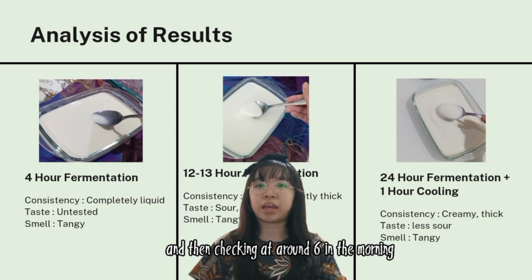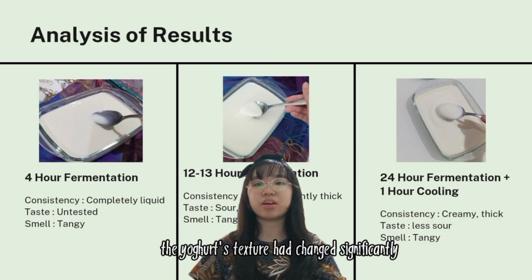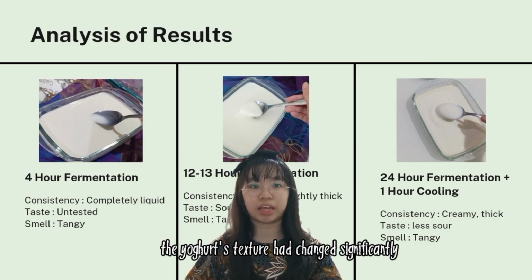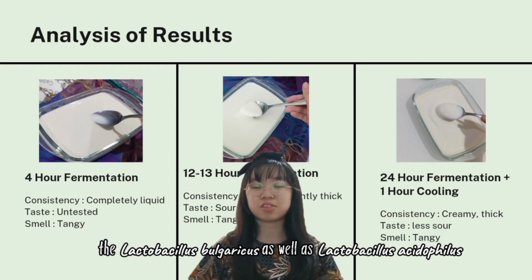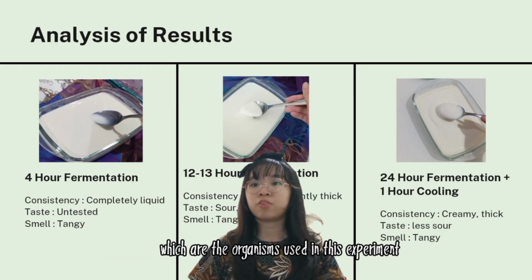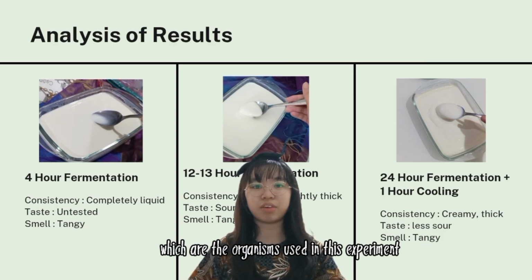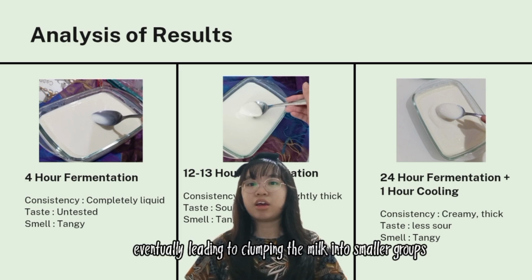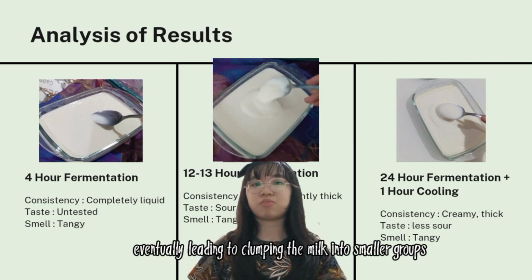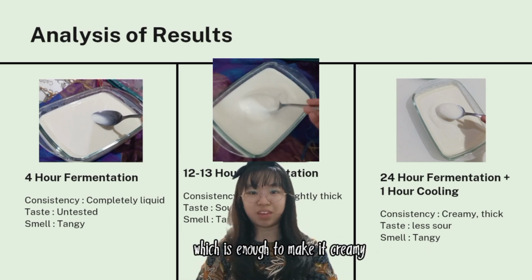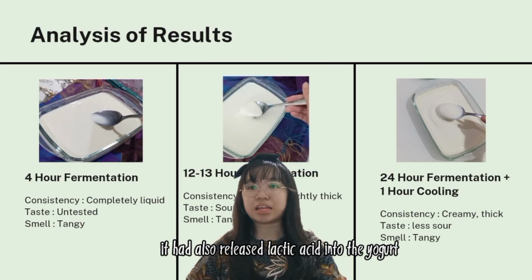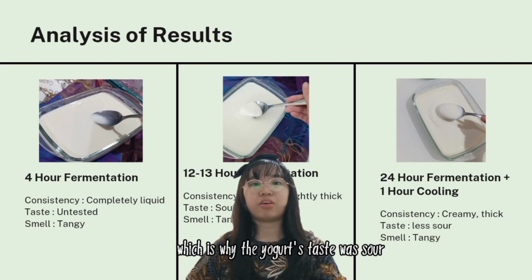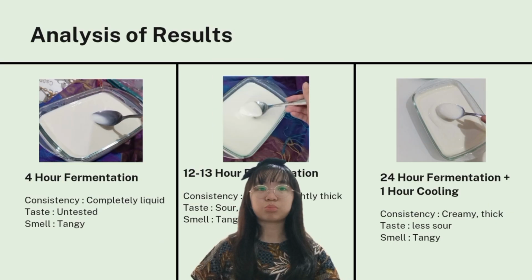And then, checking at around 6 in the morning, the yogurt's texture had changed significantly. The Lactobacillus bulgaricus as well as Lactobacillus acidophilus, which are the organisms used in this experiment, had more time to grow, eventually leading to clumping the milk into smaller groups, which is enough to make it creamy. It had also released lactic acid into the yogurt, which is why the yogurt's taste was sour.